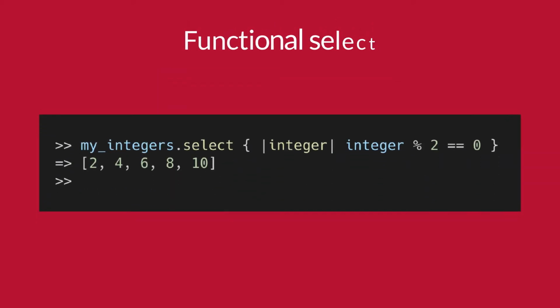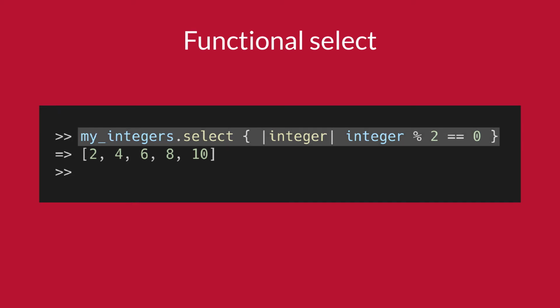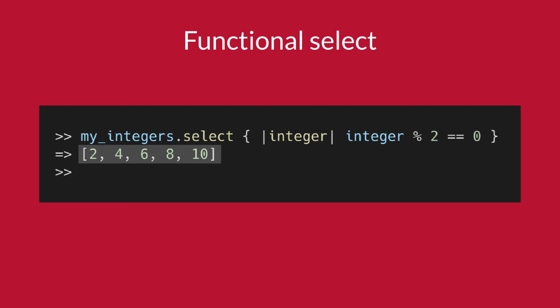To do that functionally, we call select directly on my integers, and then we can pass in that test directly to our block. So in this case, we'll say each integer in my integers, if it's evenly divisible by 2. So if that test returns as true, then we want to keep that one. We want to select that integer. And you can see it returns an array with only 2, 4, 6, 8, and 10. Again, you'll notice the functional version is much more concise and again avoids mutation and the intermediate array.